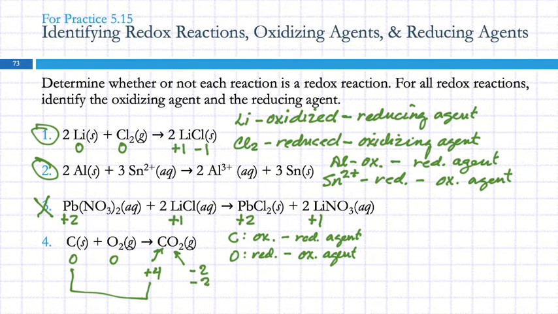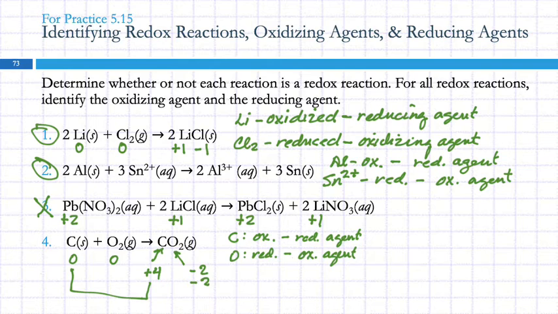Will it always be opposite like that? Yeah, the agents will always be opposite. So you look at the thing that's being oxidized, that's the reducing agent. The thing that's being reduced is the oxidizing agent, because it's causing the other thing to be oxidized.